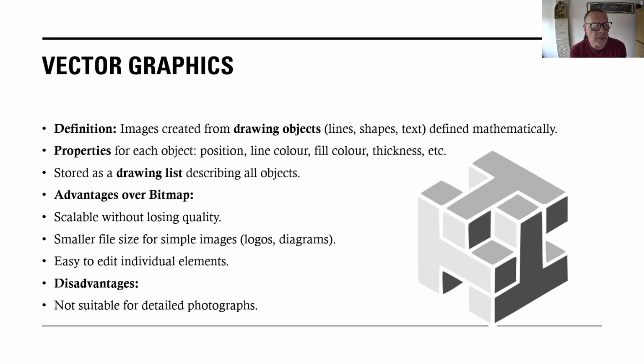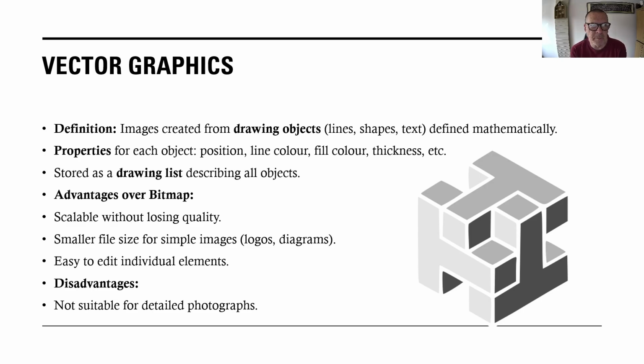The other way that's typically used to store graphics is a vector graphic. So instead of bitmaps, we're using vector graphics. A vector graphic image is one that's created from a list of drawing objects. So we have a drawing list, and in that list there's every single object called a drawing object that we need to have. Those objects are things like lines and shapes and text, and these are all defined mathematically. For every single object, we need to know the position, the color of lines, things like the fill color, thickness, and so on. So everything we need to know about a shape needs to be defined within the drawing list.